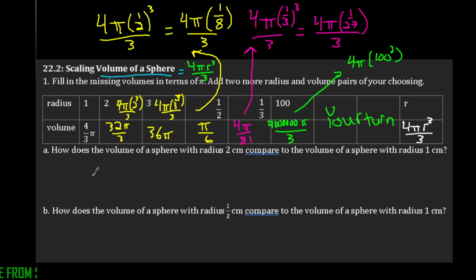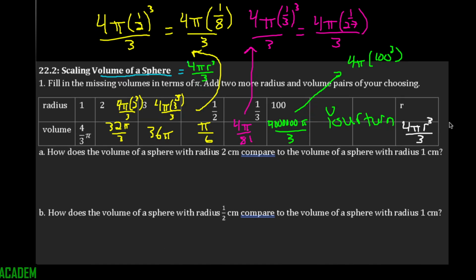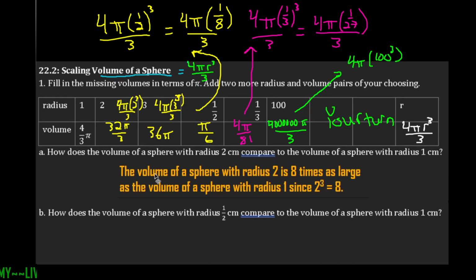It says, how does the volume of a sphere with a radius of 2 compare to the volume of a sphere with a radius of 1 centimeter? All right, so what we can say is this. We can say the volume of a sphere with radius 2 is 8 times as large as the volume of a sphere with radius 1. And we know that because 2 to the third power is equal to 8.